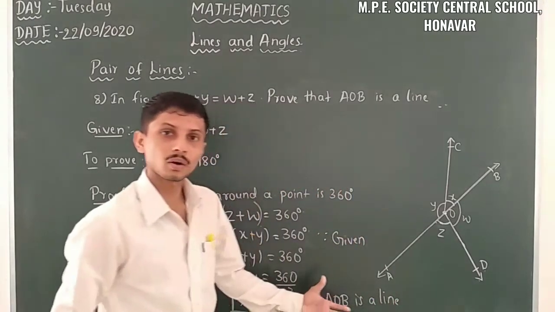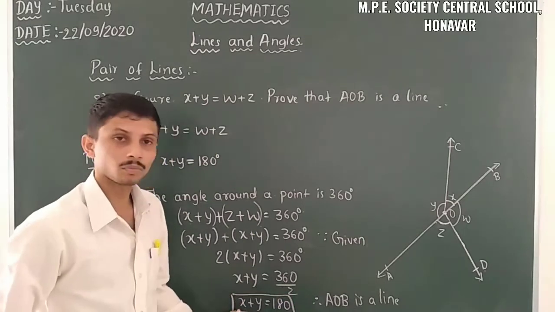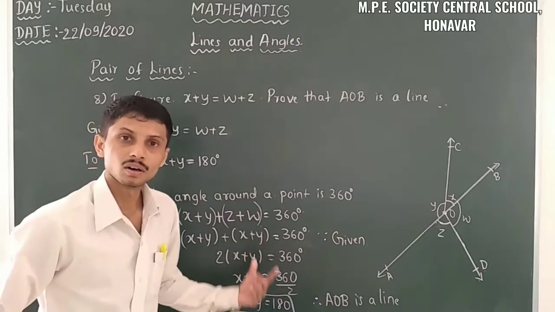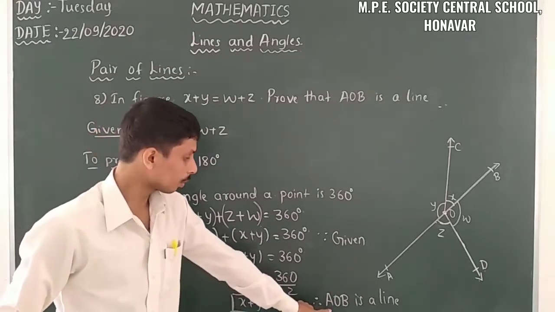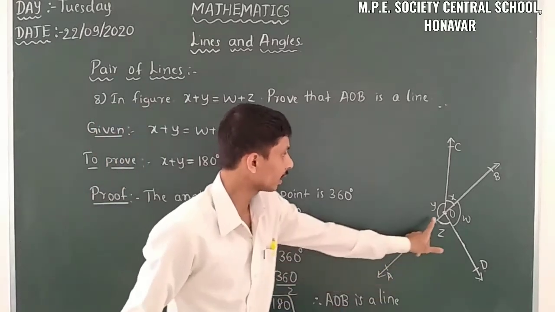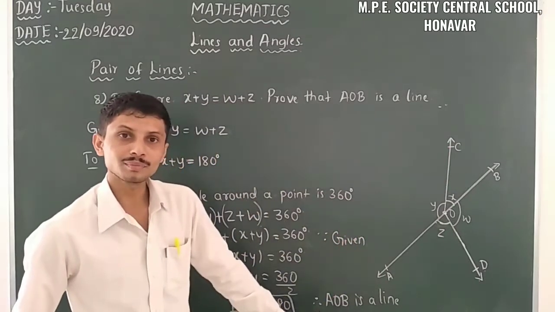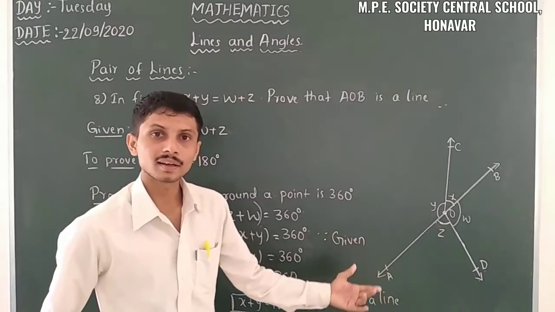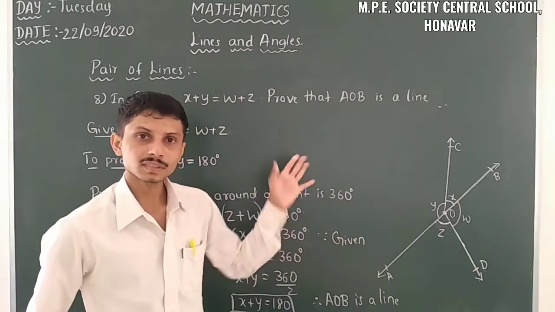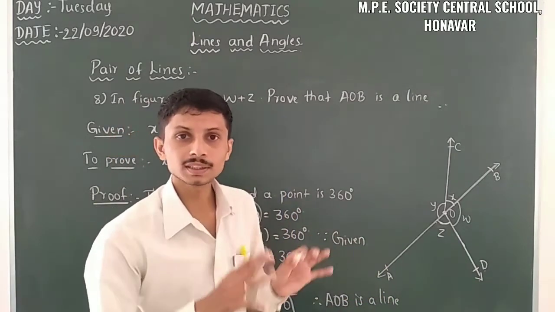So how do we prove that one? Here the sum of adjacent angles is 180 degrees. So then the non-common arms, that is OA and OB, are non-common arms and form a line. Non-common arms of the angles form a line. So this is the proof of this problem.